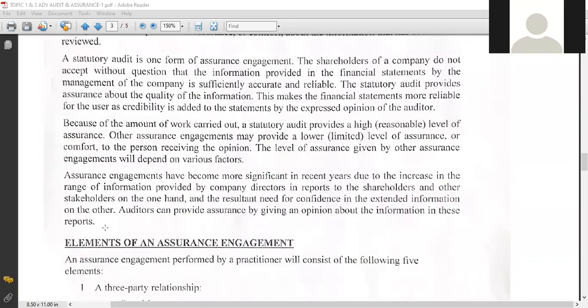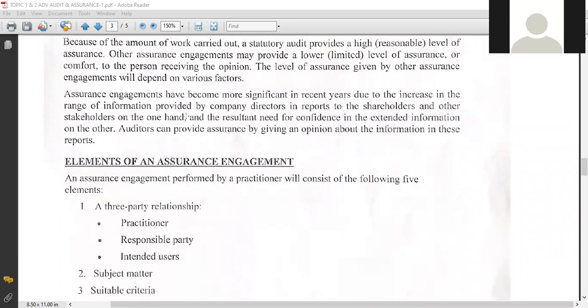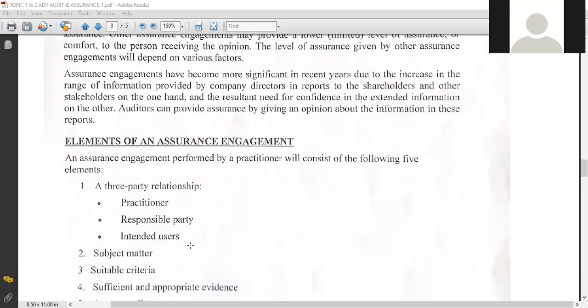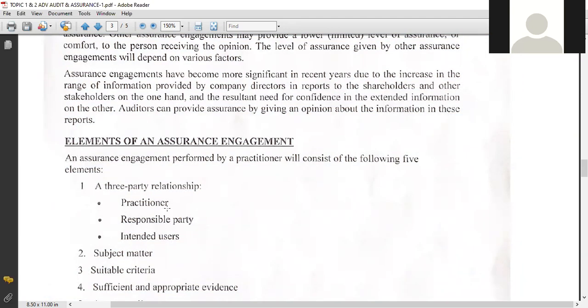Okay, so we continue with the elements of an assurance engagement. So what are the elements of assurance engagement? An assurance engagement performed by a practitioner will consist of the following five elements. So it must have the following elements. The first element is a three-party relationship. A three-party relationship must be involved in assurance engagement. The first one is a practitioner, then the responsible party, and then the intended users. The practitioner would be the accountant or the auditor, whatever name you want to call him. Then the responsible party is the client, while the intended users are the investors who want to make use of the financial statement.